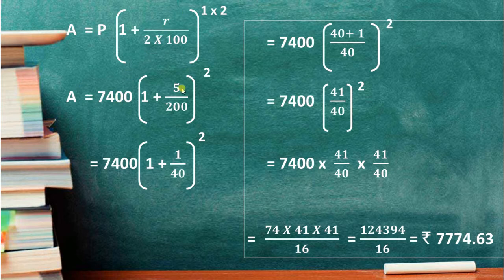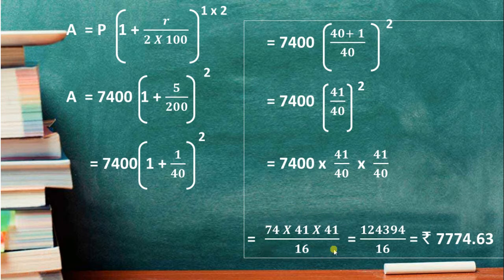Try to simplify 1 plus 5 by 200. 5 ones are 5, 5 40s are 200. So 1 plus 1 by 40 can be written as 40 plus 1 by 40. Hence it is (41 by 40) whole square. Expand 41 by 40 into 41 by 40, the zeros get cancelled. Hence the product and division is displayed over here.